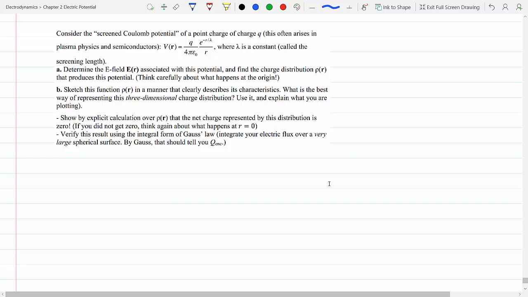Okay, so we have a screened Coulomb potential of a point charge Q, and we're asked to find the electric field associated with this potential and figure out the charge distribution that produces this potential. Well, we know the relationship between electric field and potential. Once we know the potential, if we take the gradient of that, except that we have to do it in spherical coordinates because that's how it's given, and multiply by minus 1, we get the electric field.